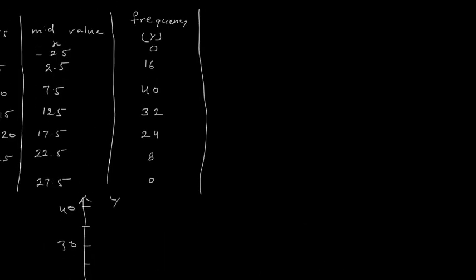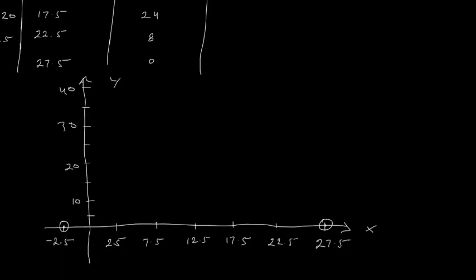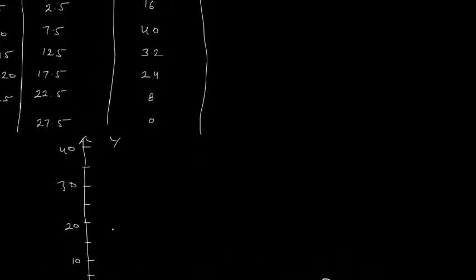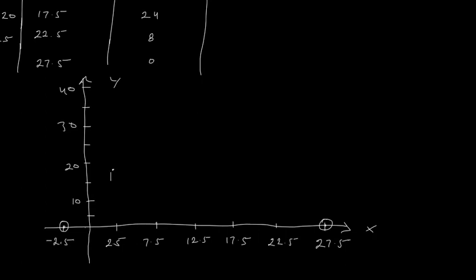Then in between, for 2.5 the frequency is 16, so for 2.5 we will mark 16. Now in 1 centimeter we have a difference of 5, so each two lines will indicate a difference of 1. For 2.5 we are marking 16. For 7.5 we are marking 40, so the point is here. Then for 12.5 it is 32, so somewhere here you are going to draw it on the graph paper.